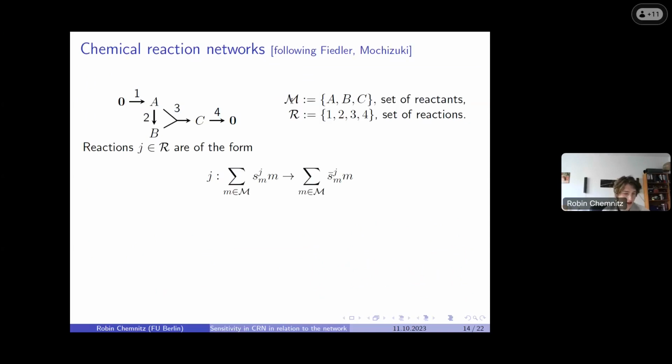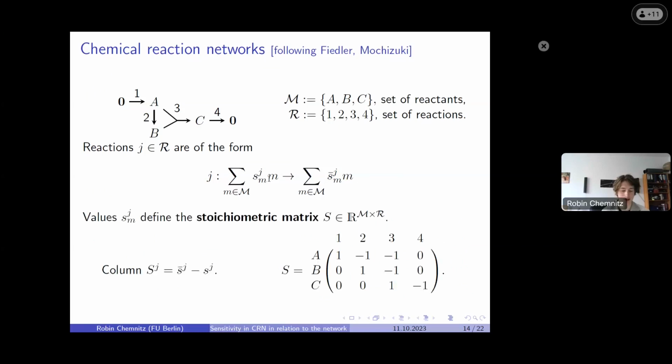And reactions are in general of the form some amount of inputs result to some amount of outputs. So these M_J should be positive. But there can be autocatalytic reactions in general, so an M could be on the left-hand side and on the right-hand side. Then we define the stoichiometric matrix.